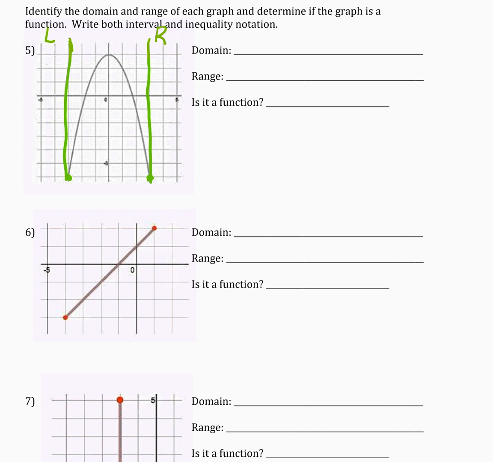So we're going to start with brackets. The furthest left it goes is -3, and the furthest right is +3. And then I also want to do that in inequality, so I'll do -3 is less than or equal to x is less than or equal to 3. And just notice in the directions it does say interval and inequality, so you want to make sure that you do both.